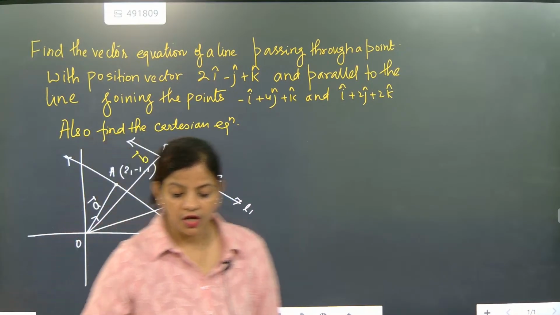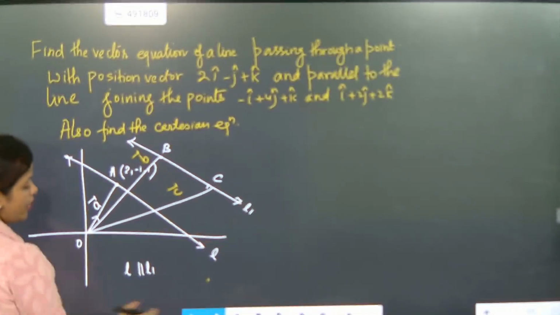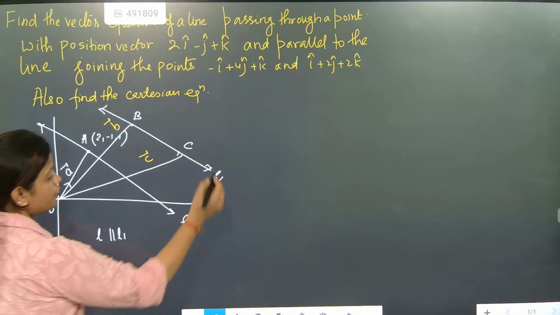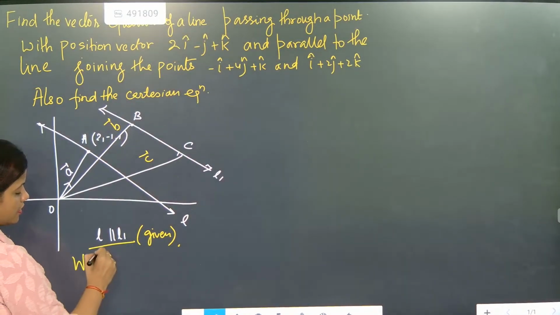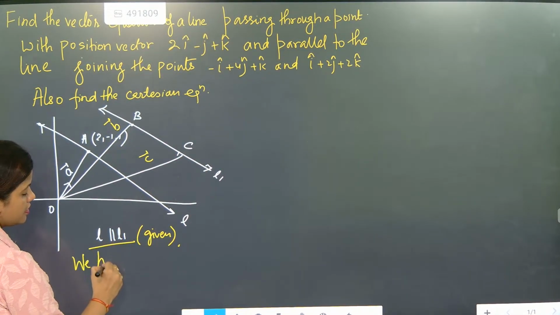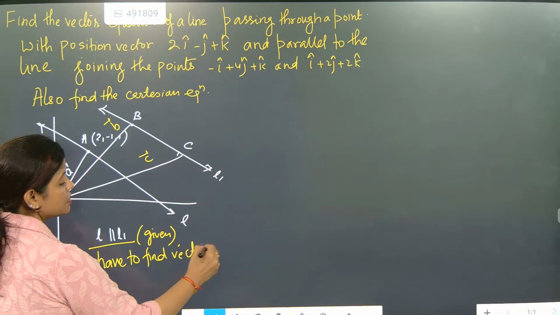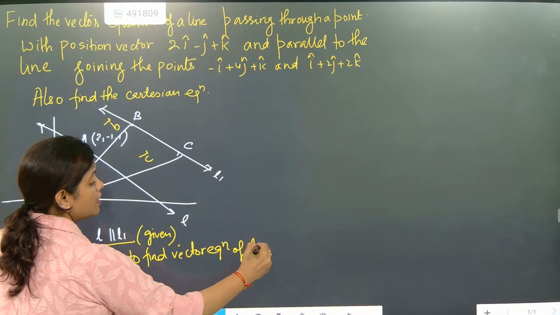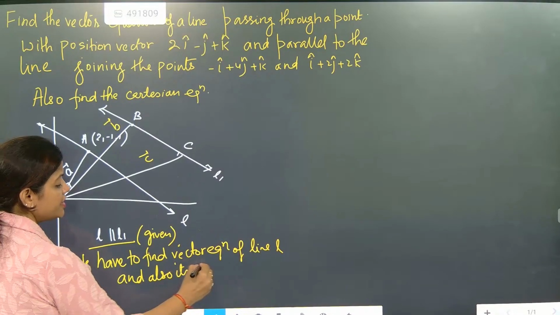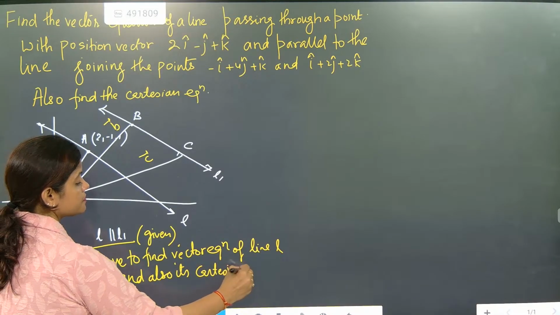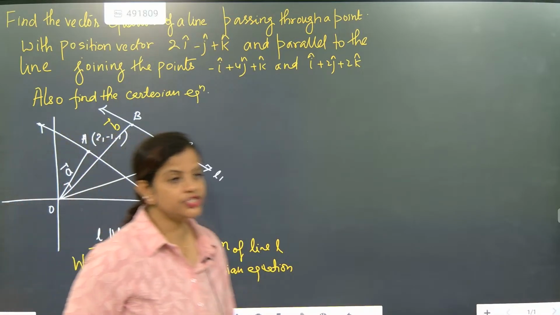I hope you might have understood. Yes, it's a parallel support, beta. Now our focus should be position vector. So now our work is to retain the part and write. So first, beta, this is given. What we have to find? We have to find the vector equation of line L and also its Cartesian equation. So we have to find the vector equation and also its Cartesian equation.